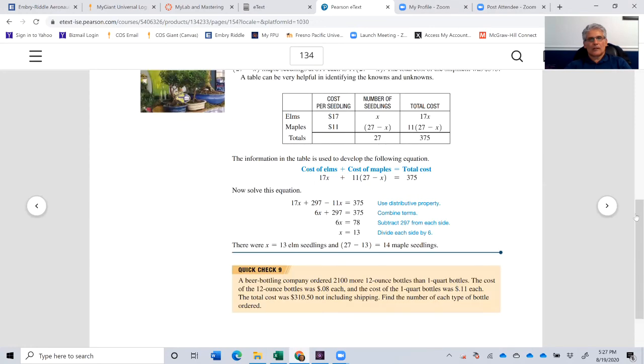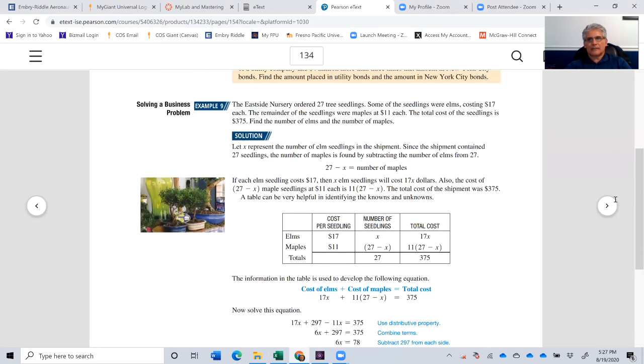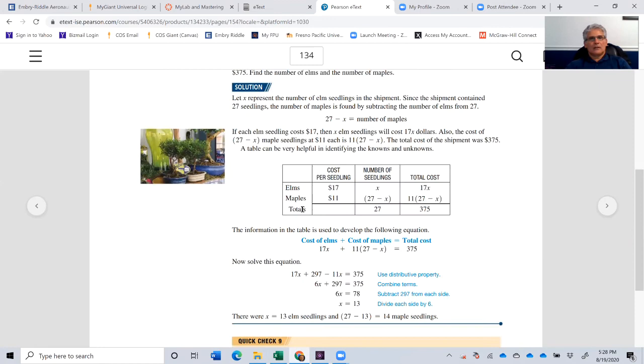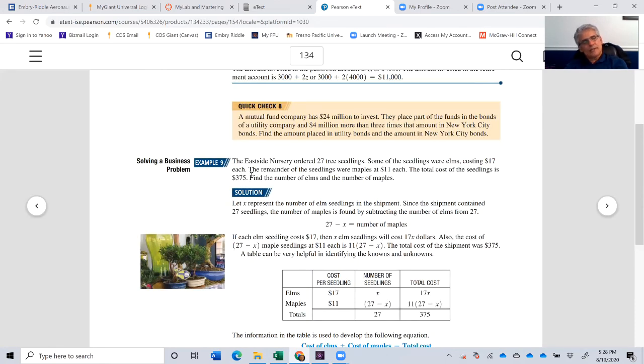Okay, so I think this is the last one, example 9, is it? The last example for 4.2 is: the Eastside Nursery ordered 27 tree seedlings. Some of the seedlings were elm, costing $17 each. The remainder of the seedlings were maple and they were $11 each. The total cost of the seedlings is $375. Find the number of elms and the number of maples.